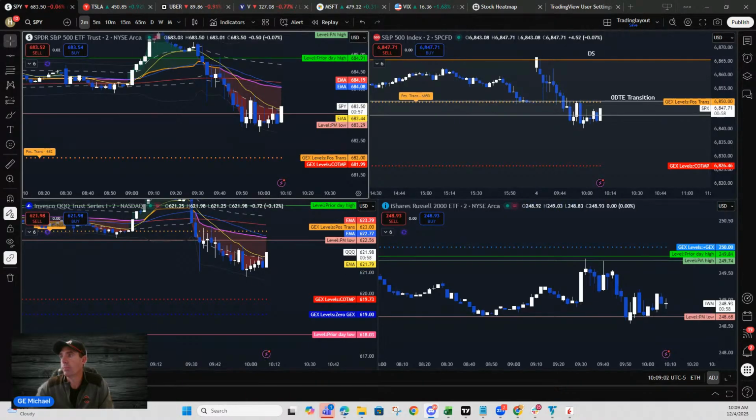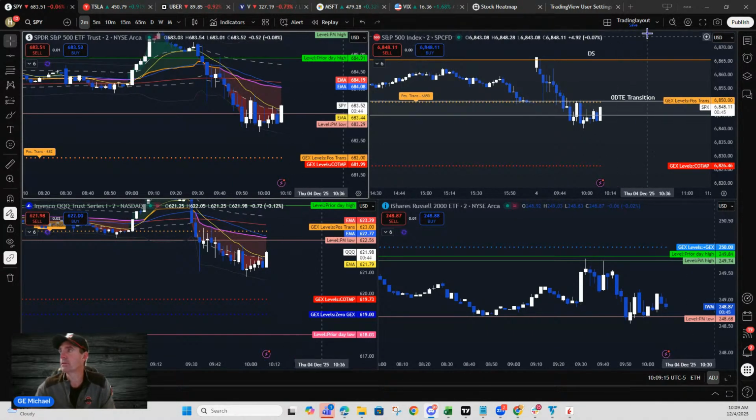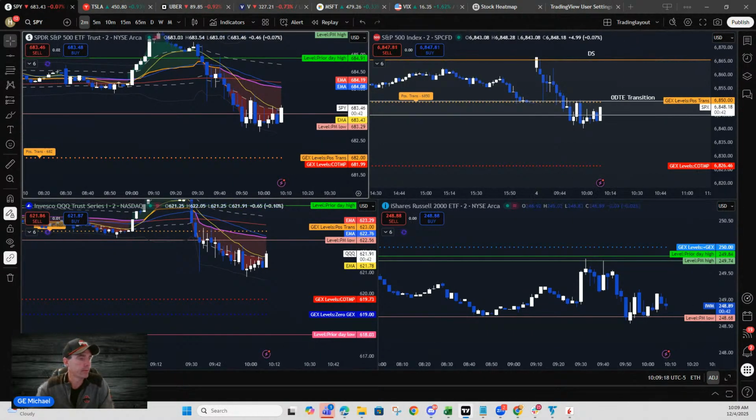Yeah, very choppy around transition. Volume dropping off fairly significantly too there, at least from the options structure standpoint.